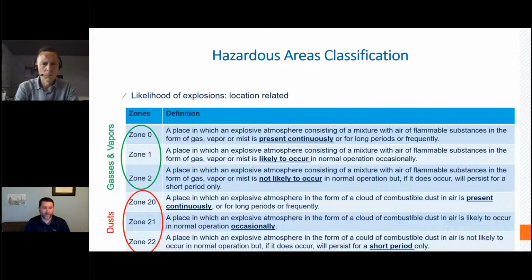Zone 1 and zone 21 is the place where that explosive atmosphere is likely to occur in normal operation occasionally. And a zone 2 or zone 22 is a place where the explosive atmosphere is not likely to occur in normal operation, but maybe through abnormal conditions, malfunctions, things like that, it could occur. But if it does, it's going to persist for a short period only.